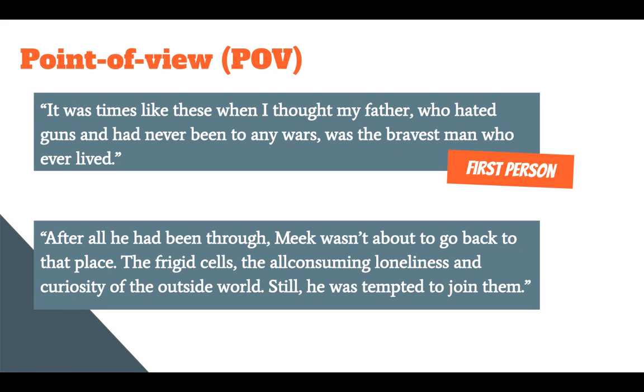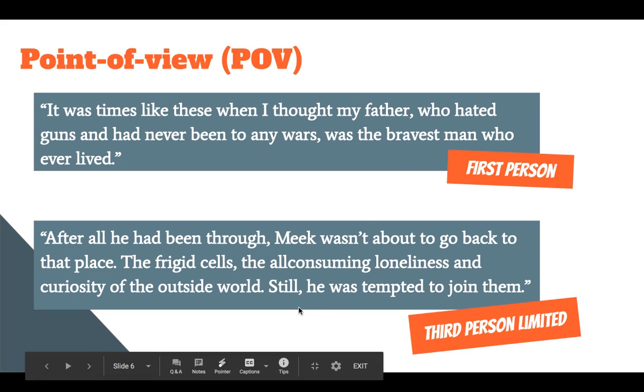Okay, so do your best guess of what point of view it is. Okay, the only one we have left is third person limited. So it's third person, we have Meek and he, but we do get to know one character's thoughts and feelings, that he felt tempted, that he was lonely. So we have one character's thoughts and feelings, that is third person limited.